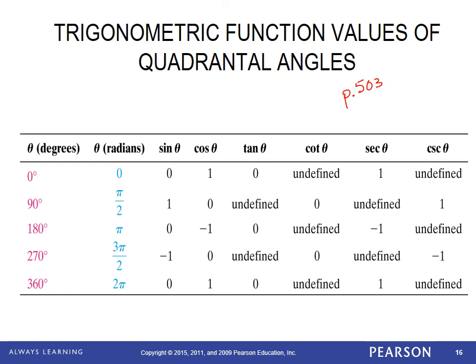So notice sine is never undefined. Cosine is never undefined, but it switches between 0, 1, and -1. Both of these do. And then for the tangent, cotangent, secant, cosecant, it's kind of funny. For tangent and cotangent, it's either 0 or undefined. For secant and cosecant, it's 1, -1, or undefined. So again, you guys will get used to these as well.